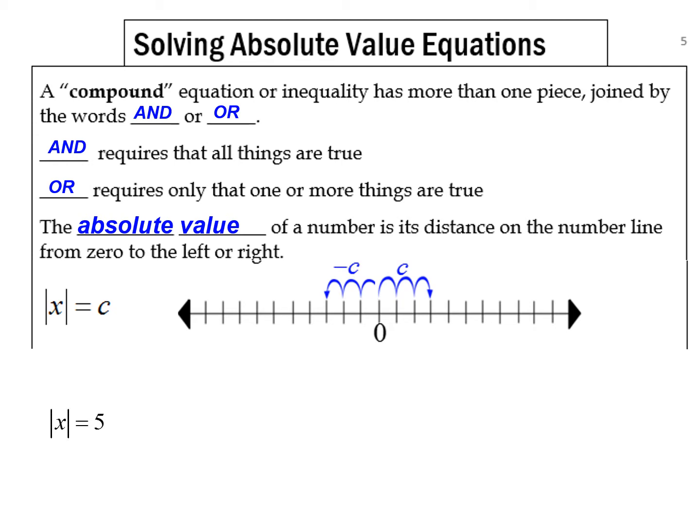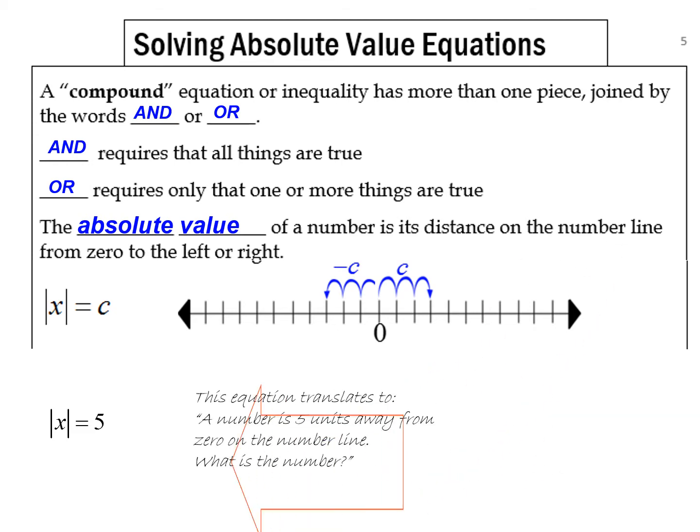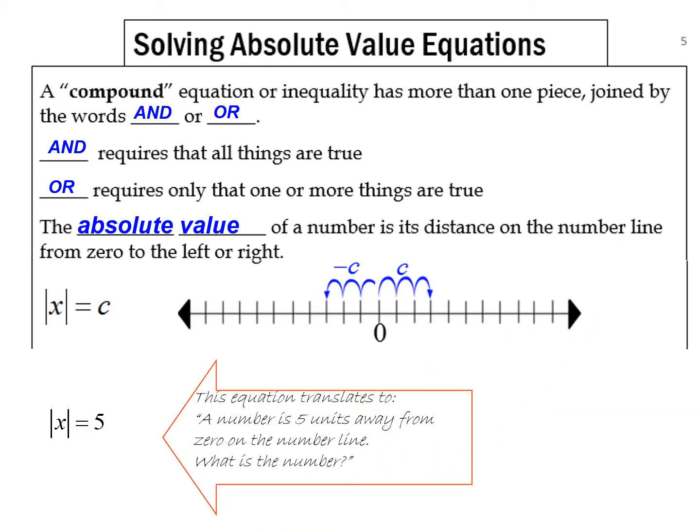For instance, the absolute value of x is equal to 5. This equation translates to a number is 5 units away from 0 on the number line. What is the number? Well, it could be plus 5 or it could be negative 5.